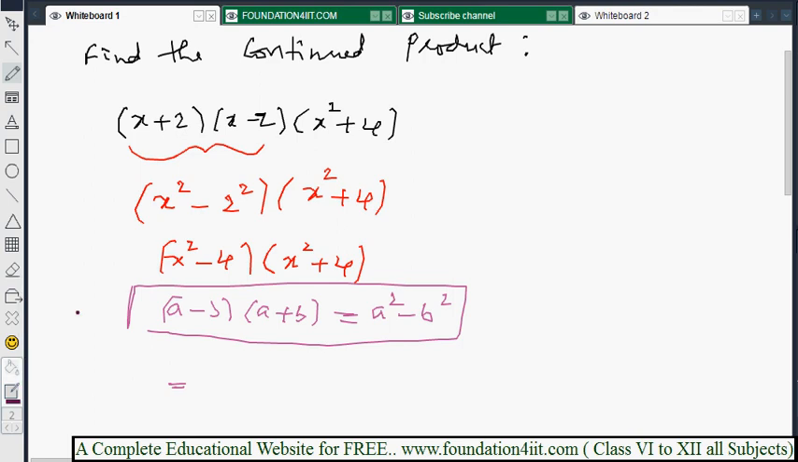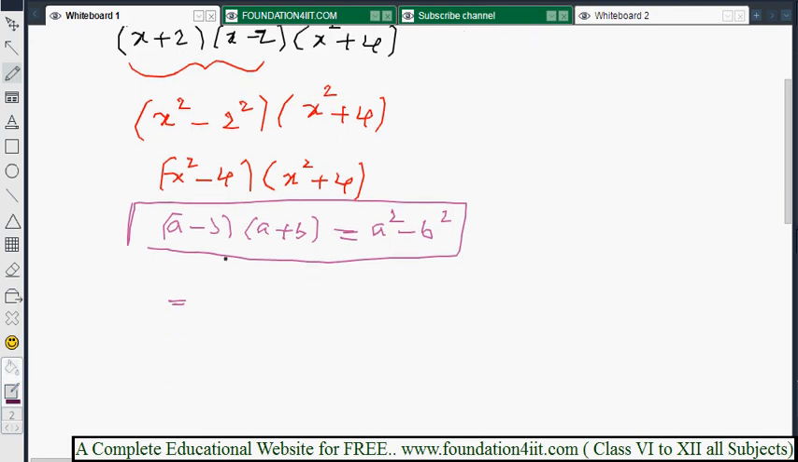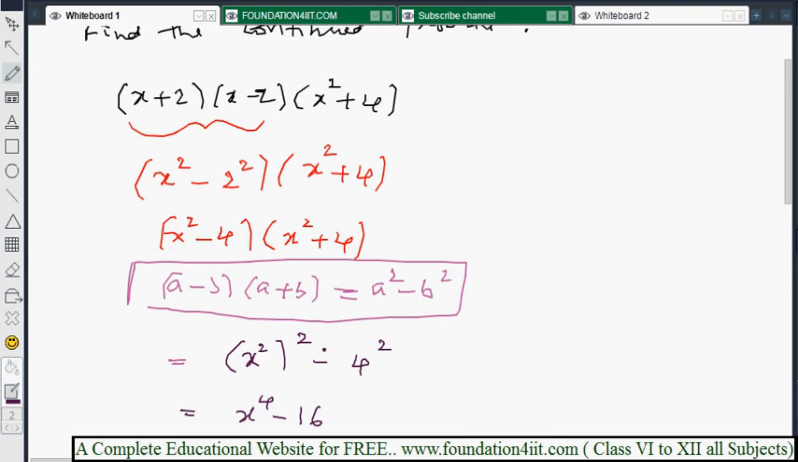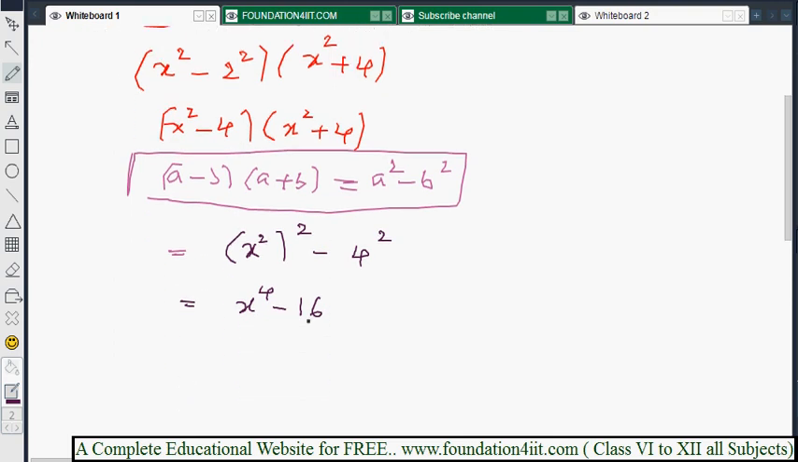So when you apply this same identity, we can write, see here, there is (x² − 4)(x² + 4). So the first term is x², whole square, minus the second term, 4 squared. x² whole square is x⁴, minus 4 squared is 16. That's it. So this is the way we can solve.